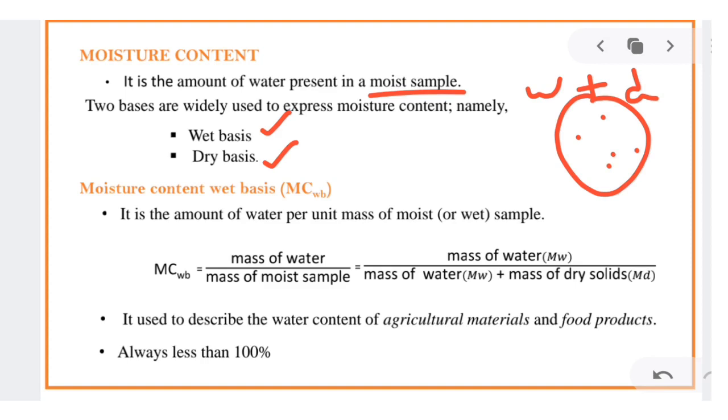And for example, a food product having 12% moisture content in its labeling, there it represents moisture content on wet basis. And moisture content on wet basis is always less than 100% because the denominator is always more than the numerator, because the denominator is the sum of mass of water plus mass of dry solids.